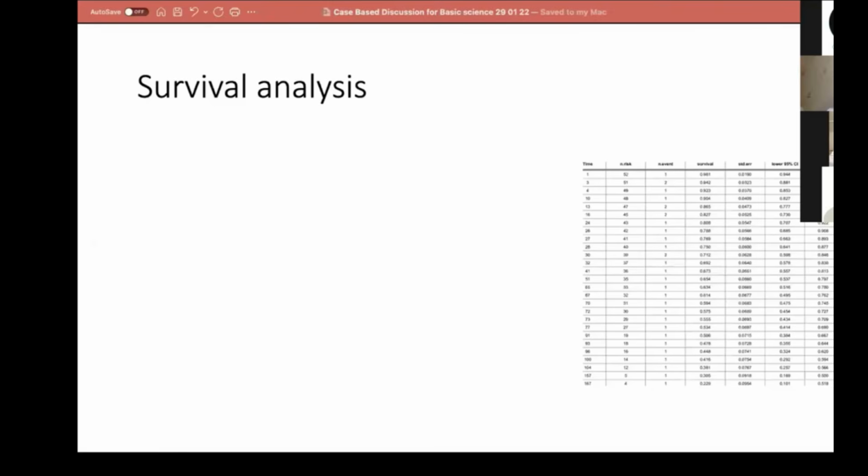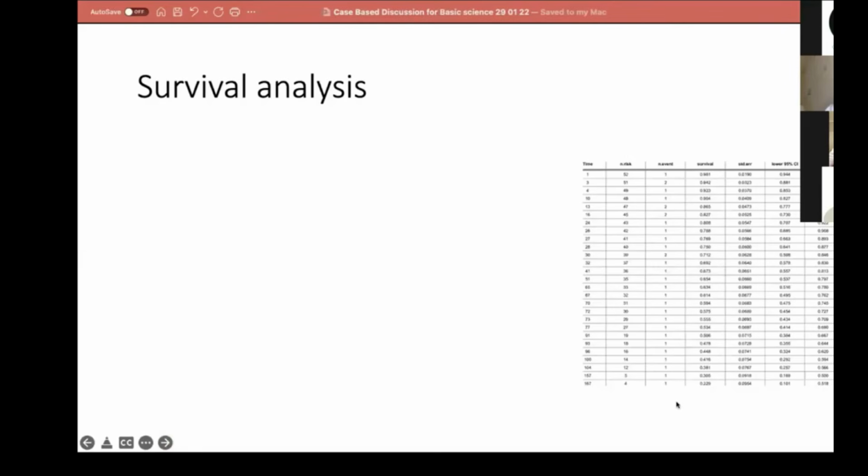What's that? So this is the survival analysis table. No, I'm not sure. Yes, you are right. Sorry, the letters are a bit small. I'm just zooming in. I'm really sorry.